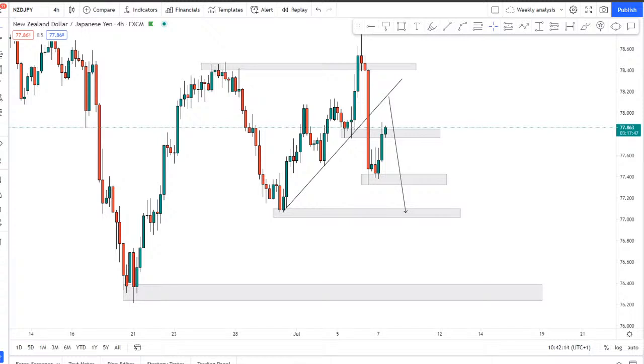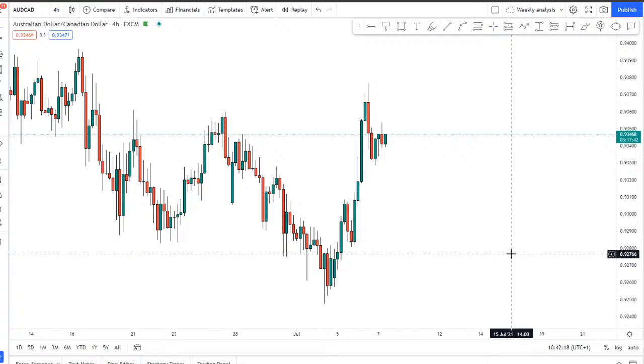Yesterday I was talking about NZCAD and AUDCAD for potential longs, but I did say wait for those daily candle closures, because it might pull back.